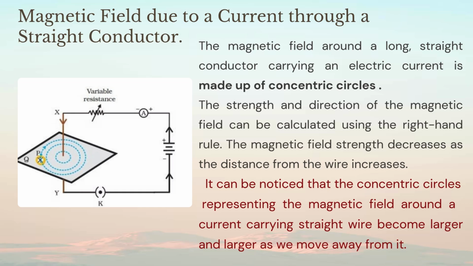Magnetic field due to a current through a straight conductor. The magnetic field around a long, straight conductor carrying an electric current is made up of concentric circles. The strength and direction of the magnetic field can be calculated using the right-hand rule. The magnetic field strength decreases as the distance from the wire increases. It can be noticed that the concentric circles representing the magnetic field around a current-carrying straight wire become larger and larger as we move away from it.